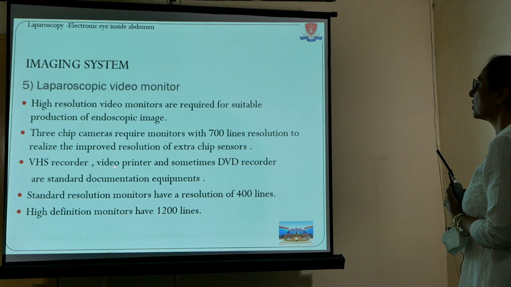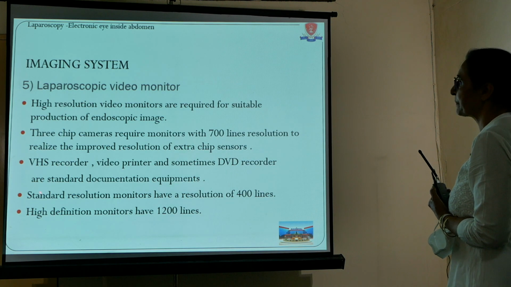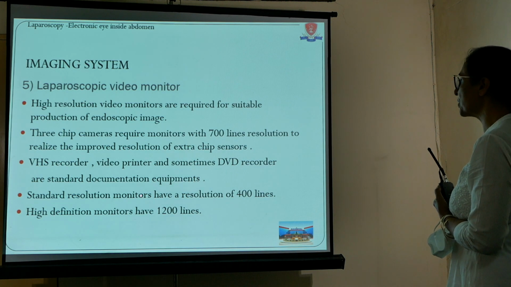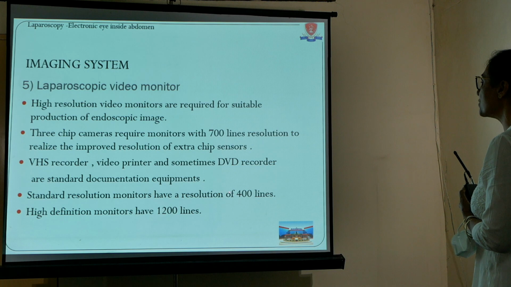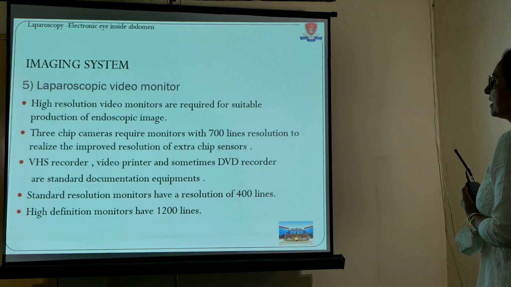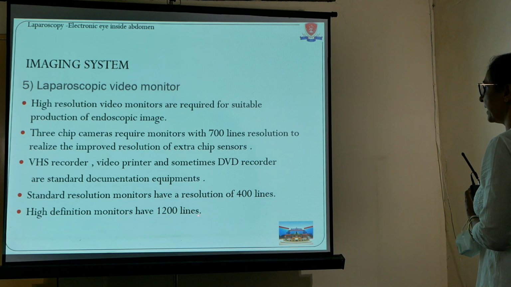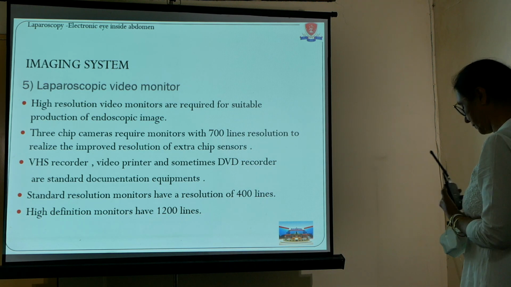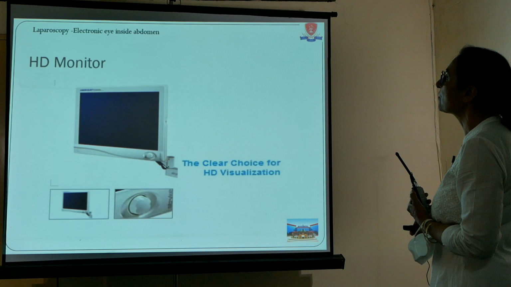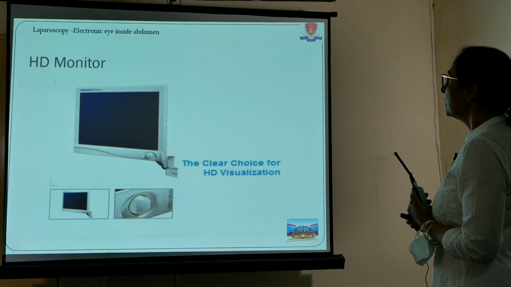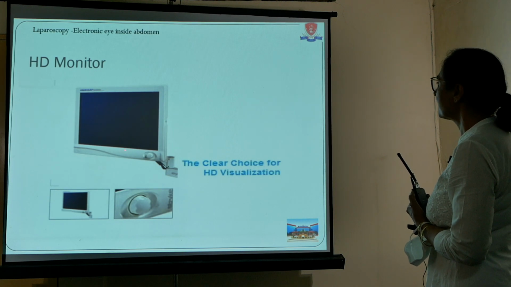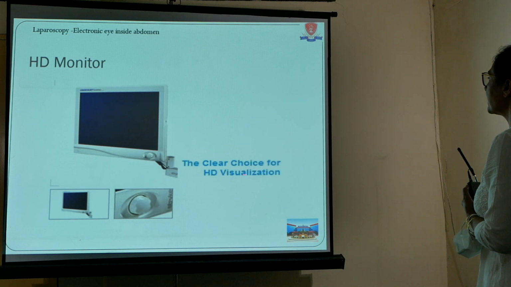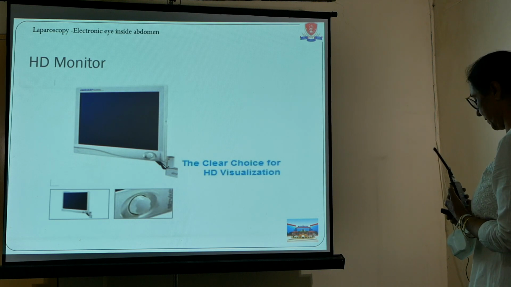They are the standard documentation equipment, and standard resolution monitors have a resolution of 400 lines. High definition monitors have 1200 lines, which gives a better image. So this is the monitor that is the choice for HD visualization.